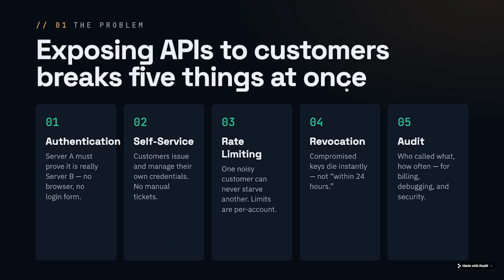Now we need to take care of these 5 things before exposing our public API platform. Authentication: we need to build an authentication system so that we can identify who is requesting without doing login from a browser or anything. We need to provide self-service so that customers can issue and manage their credentials like API keys and tokens. Rate limit: we need to rate limit the API requests which are coming from a particular user or an IP. We should be able to do instant revocation and audit who is calling.